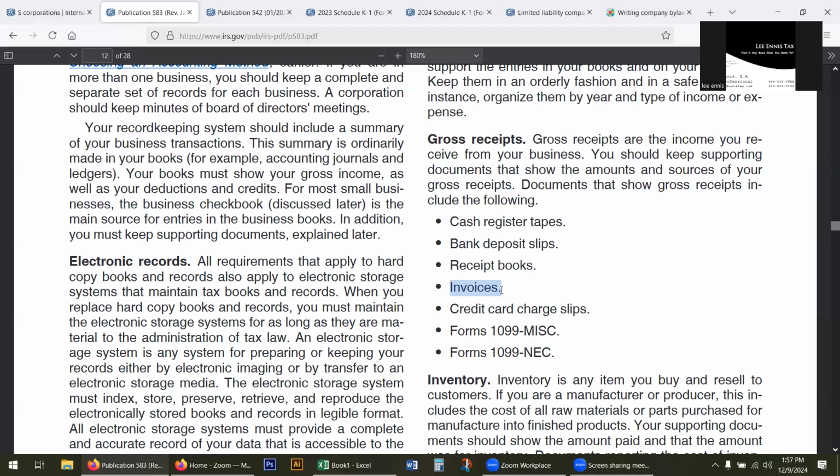So invoices are important. Credit card charge slips. Now, we're talking about gross receipts here. And so credit card charge slips, I imagine, are going to be, again, we're talking about behind the times, right? But I imagine they're going to be, when you charge a card, the card machine prints out a receipt, one for you and one for the customer. And so these credit card charge slips, I'm assuming, are the receipts that the machine prints out for you.